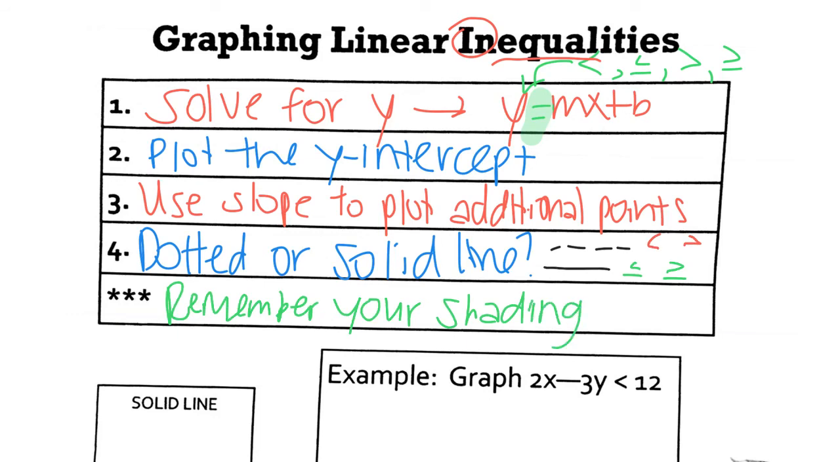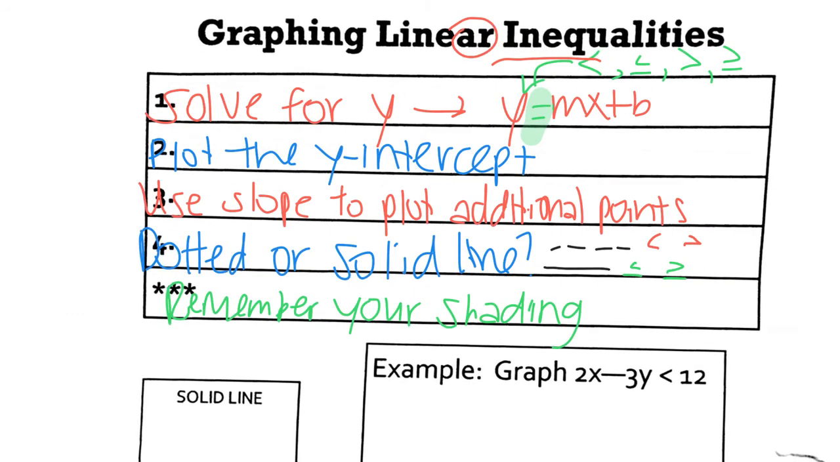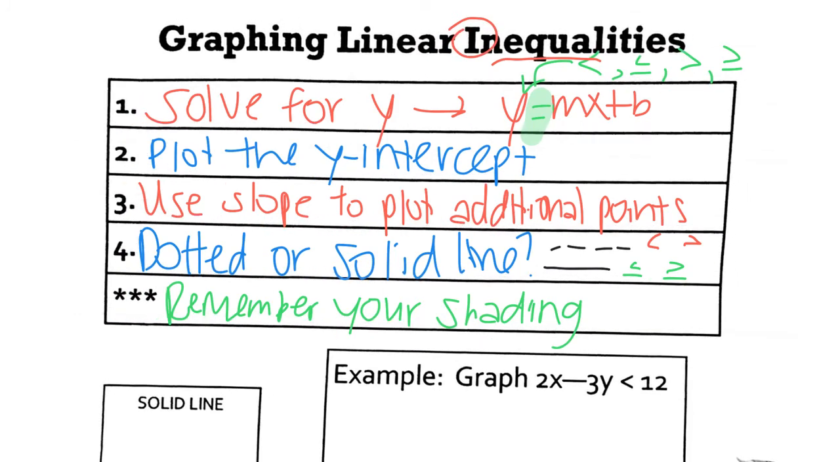If we remember our shading rules that we went over, if it is a greater than or equal to, we're shading above. If it is a less than or equal to, we are shading below. So again, those are our shading rules: up, above.